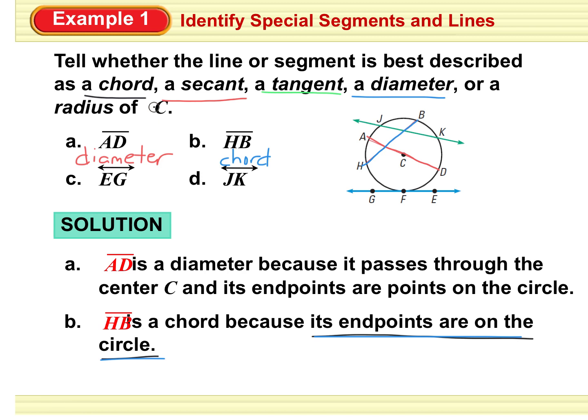EG, right here, what's that line? Tangent line. Why is that one the tangent line? It only touches the circle once. Right, it's on the outside of the circle. And then JK is this line right here. What's that one called where it goes through the circle? Secant line.